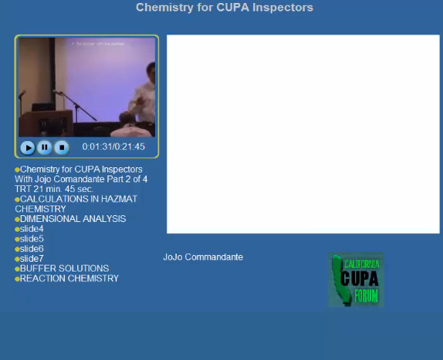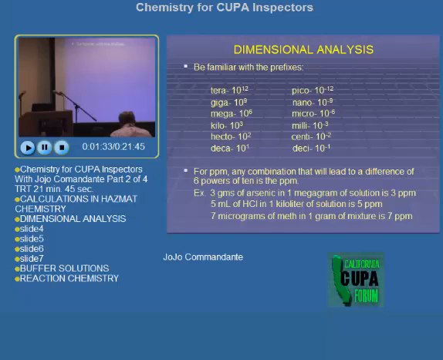There's no getting around it. When you want to do calculations in hazmat chemistry, you have to be familiar with these prefixes. And remember the ppm, it's the weight of the contaminant per million weight parts of the solution, right? Or the environment. There's no going around it. You have to be familiar with these prefixes. Tera is 10 to the 12th, giga is 10 to the 9th, mega is 10 to the 6th, kilo, and so on and so forth.